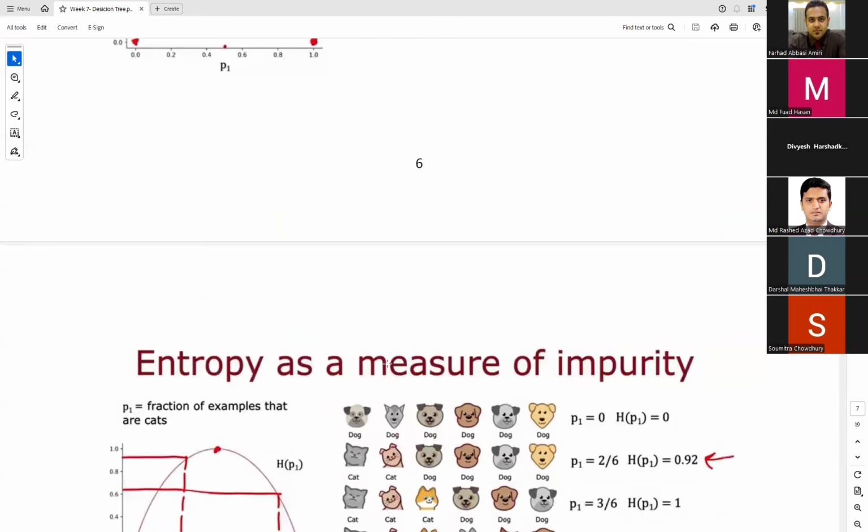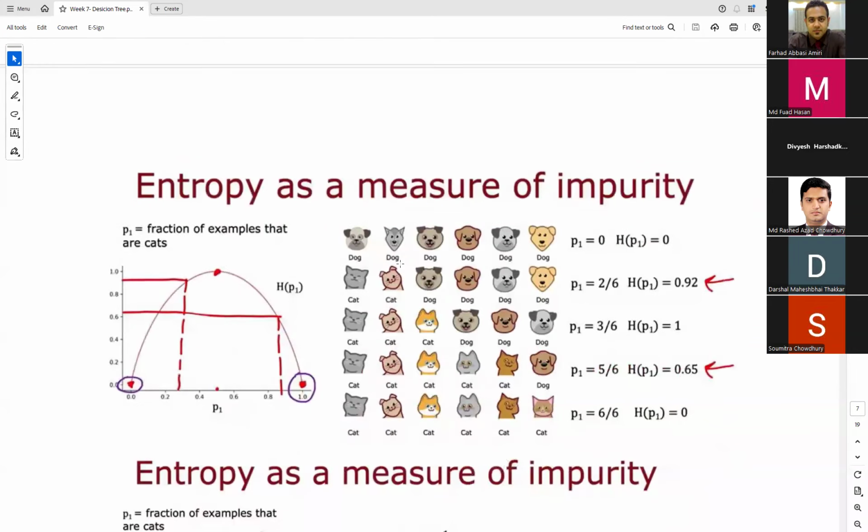So anyway, let's take a look at these examples. The first one: we have 6 animals and none of them is a cat. It means 0/6. So P1 is 0, and we know that when P1 is 0, the entropy is 0. It means it's really good. When entropy is 0, we are in a good shape because all the animals in this group are just one type, dogs.